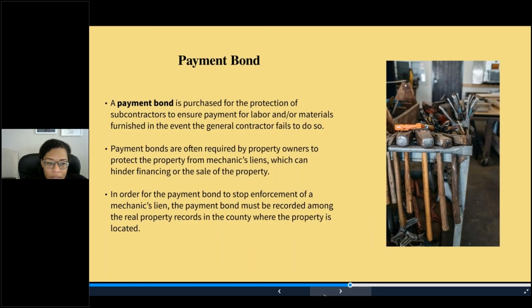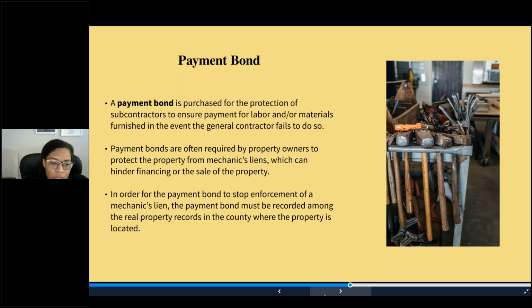Now, payment bonds, in contrast, are for the protection of subcontractors to ensure payment for the labor and materials furnished in the event the general contractor fails to pay the laborers. Payment bonds are often required by property owners to protect the property from mechanics liens, which can hinder financing or the sale of the property.